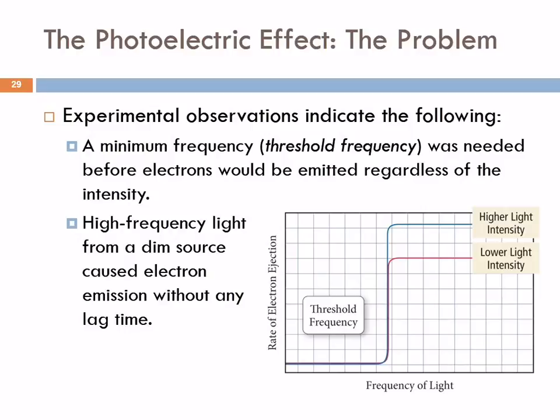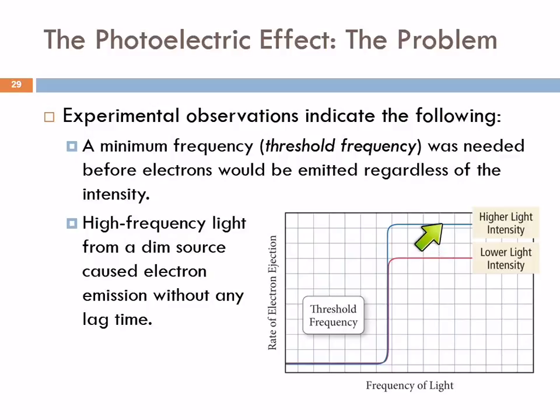So experimental observations gave this result. Here's the rate of electron ejection, and here's the frequency of the light. What they found was at low frequencies, you could shine that light on there all day long and no electrons would come out. There was no lag time. When you get to a particular frequency, all of a sudden, without any lag time, you get electrons being ejected. And you go to higher frequencies and you're still getting the same amount of electrons ejected.